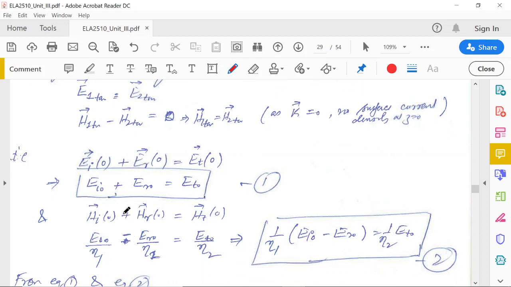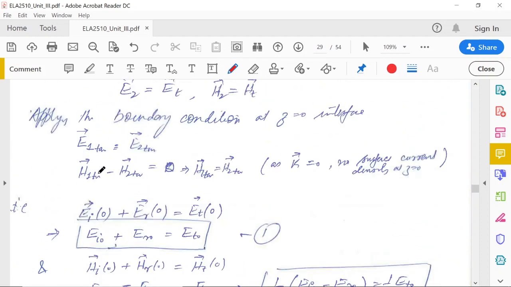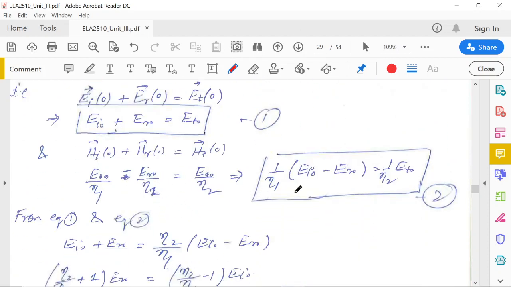Similarly, the tangential component of H1 equals that of H2. Here you have EI0 over eta 1 minus ER0 over eta 1, equal to E2 over eta 2. You can equate them. The tangential components of the electric field and magnetic field are the same. That's why we are omitting the tangential part T here. Why do we omit it? Because the electric field is always tangential; there is no normal component of the electric field with respect to this interface. Equating these two gives another equation.